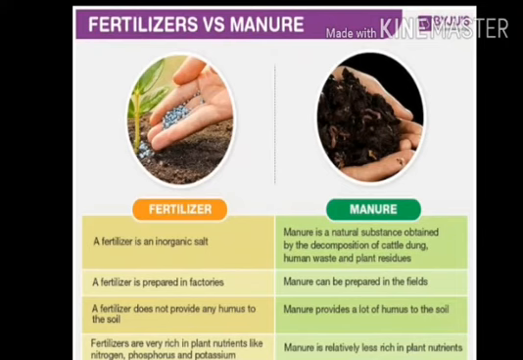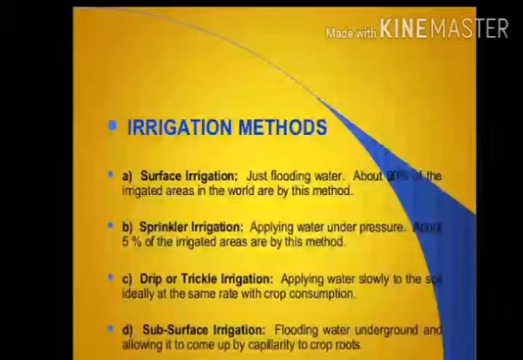A fertilizer does not provide any humus to the soil, but manure does. Fertilizers are very rich in plant nutrients like nitrogen, phosphorus and potassium. Manure is relatively less rich in plant nutrients.